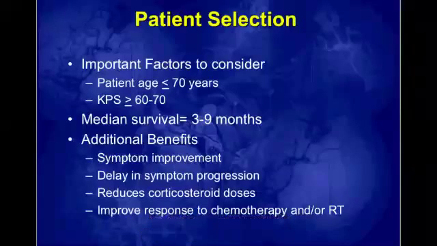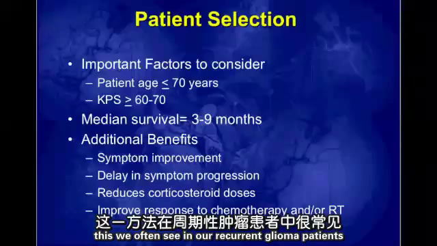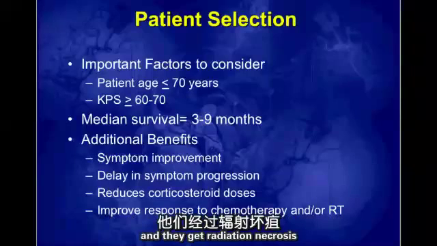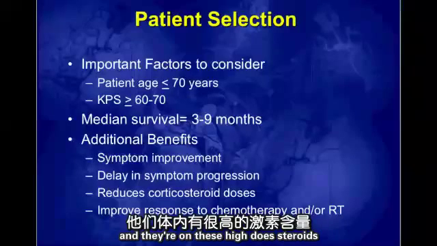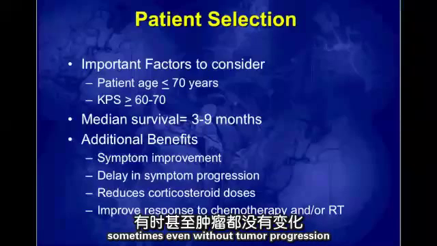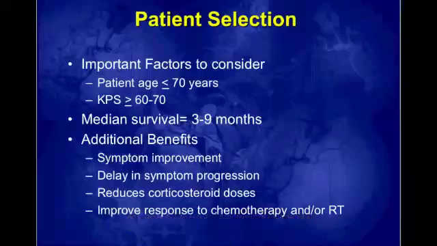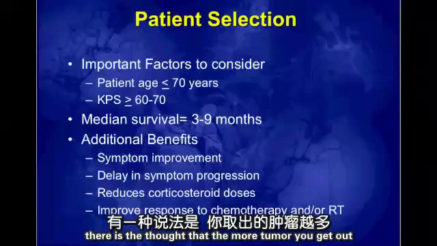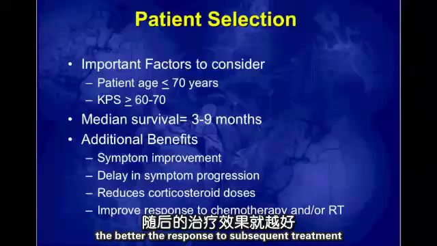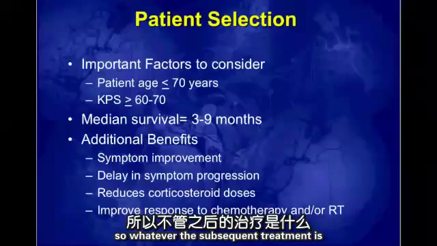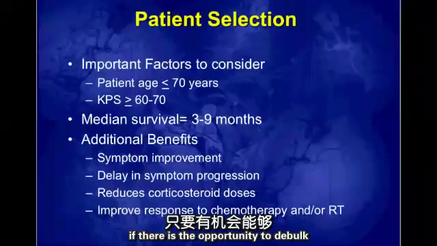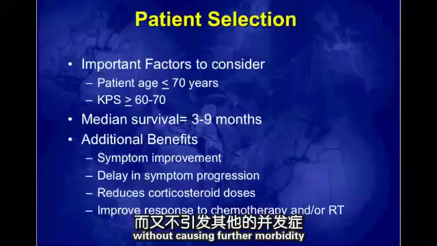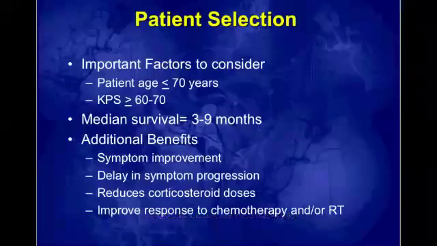Reduced corticosteroid doses. This we often see in our recurrent glioma patients who have been heavily pretreated with radiation and chemotherapy, and they get radiation necrosis, and they're on these high-dose steroids, and we can't taper them off. Sometimes even without tumor progression, we go in and take out the lesion just to reduce their corticosteroid doses. And then, like I mentioned, there is the thought that the more tumor you get out, the better the response to subsequent treatment. So whatever the subsequent treatment is, if there is the opportunity to debulk a large part of the tumor without causing further morbidity, it is considered preferable.